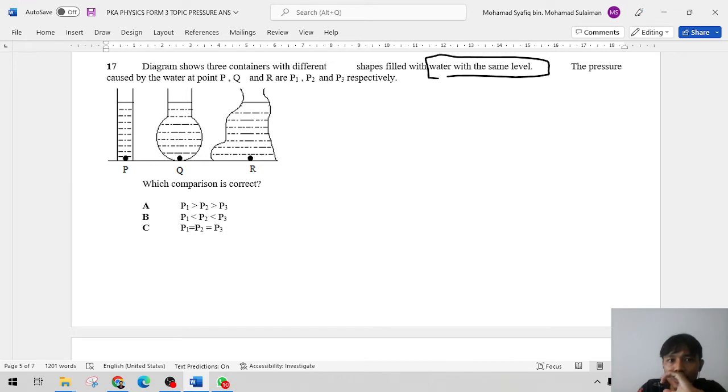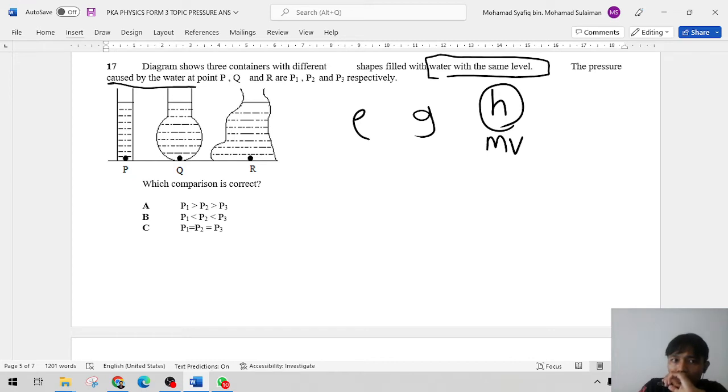Okay, so the pressure caused by the water at points P, Q, R. Because all are filled with water, the density is the same at the same place, so the only manipulated variable is depth. Okay, the depth is also the same, so there is nothing changed. We don't change the density, we don't change gravitational acceleration, we don't change depth, so there is no change, so all are having the same pressure.